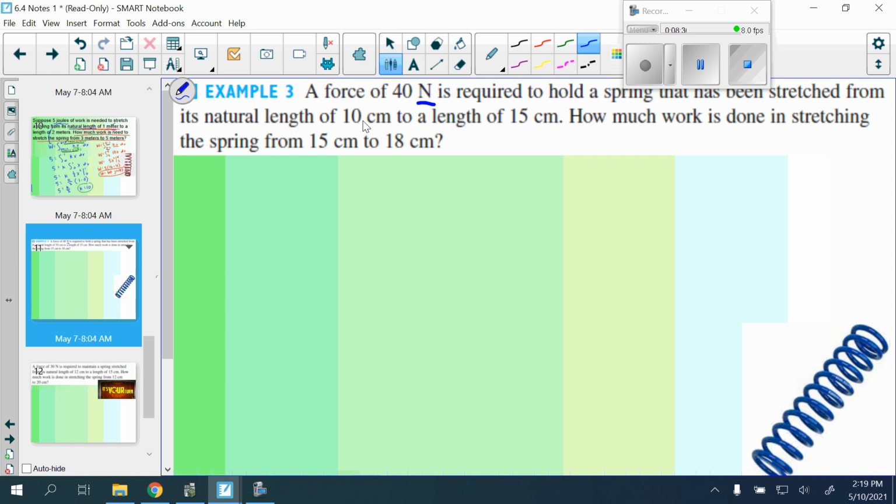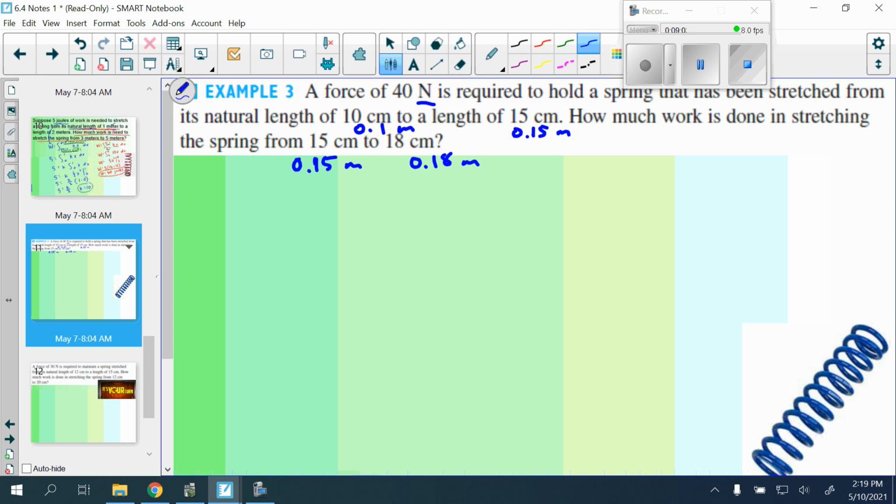So 10 centimeters is going to be the same as 0.1 meters. 15 divided by 100, that's going to be 0.15 meters now. I suppose I should label meters. This is also 0.15 meters. And this would be 0.18 meters. Okay, so make sure that you're using the meters in this one.